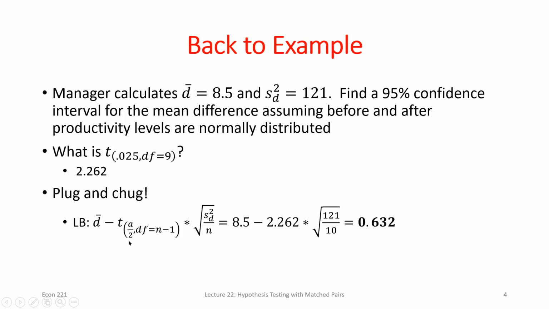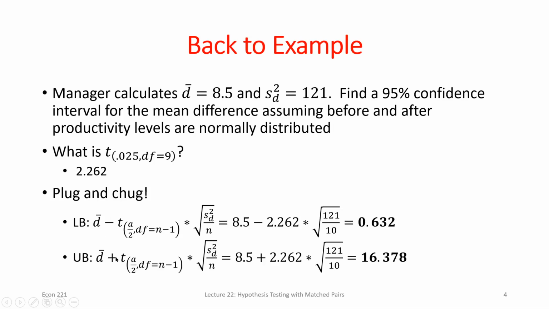It's just a matter of, here's my equation for the lower bound. So I plug everything in. My upper bound will be the exact same equation, except I'm adding that margin of error. So I get this kind of confidence interval. So what we could say here is with 95% confidence, I know that the average change or the mean change in productivity is somewhere between 0.6 and 16. Or said differently, with 95% confidence, I can say that after we change the workstation layout, productivity on average has increased.